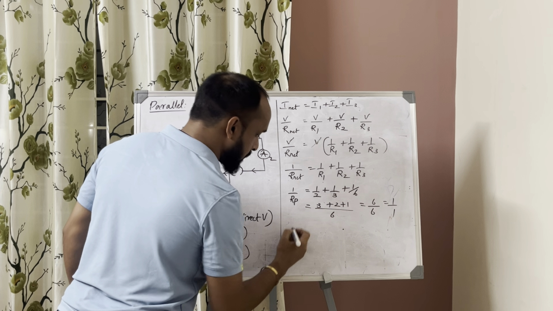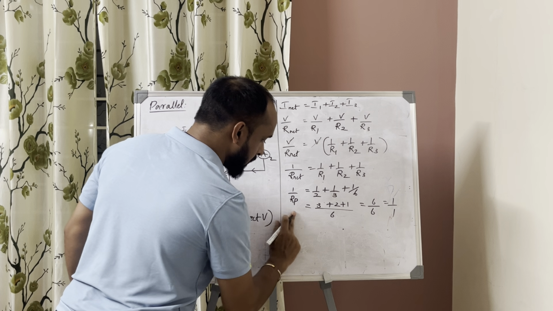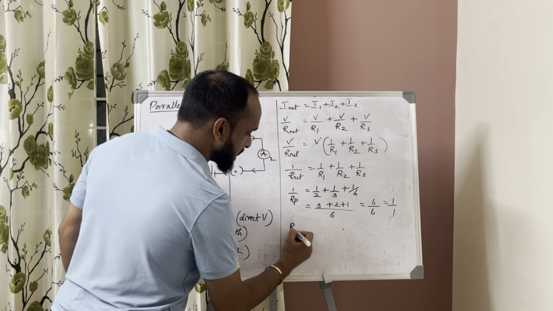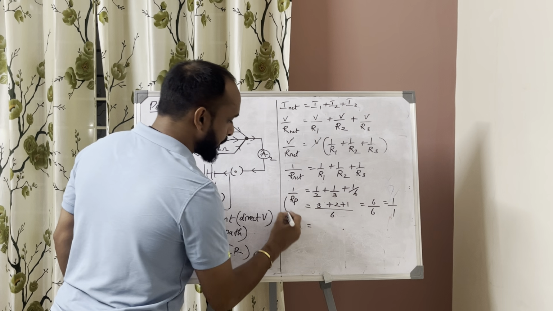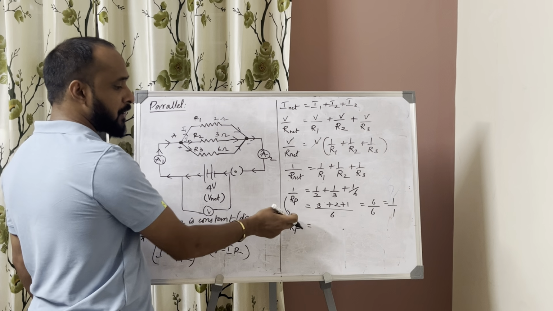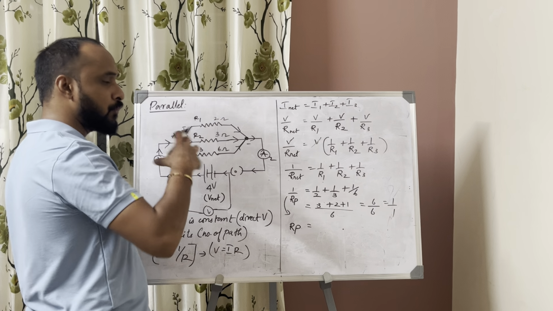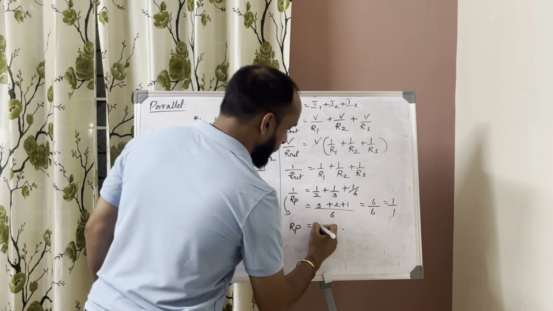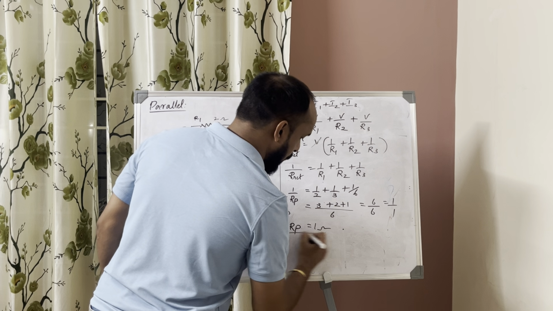1 by Rp is 1 by 1. So Rp also is equal to how much? Don't forget, you have to reciprocate in the end. This step is more important. 1 by Rp to Rp is more important. We make most of the errors in this part. It will be equal to 1 ohm.